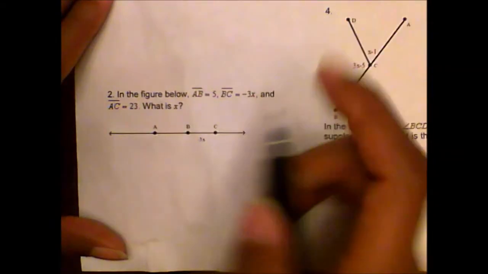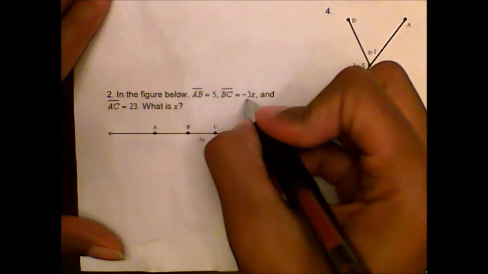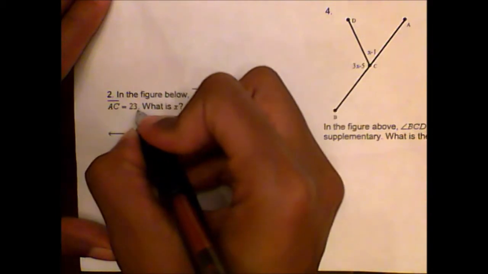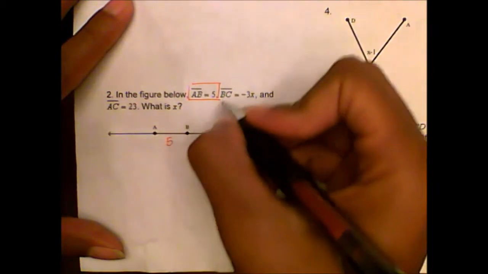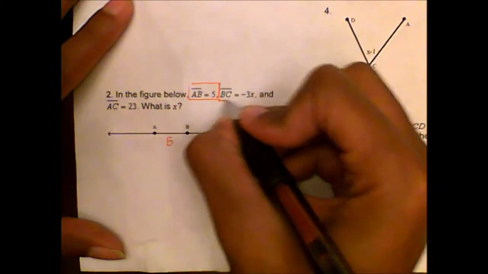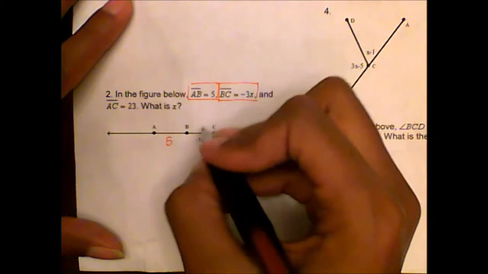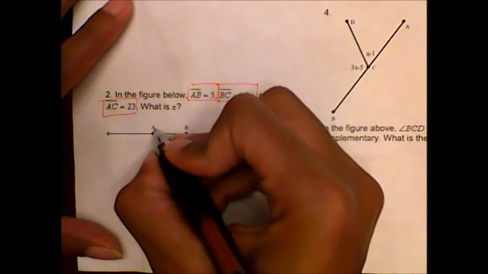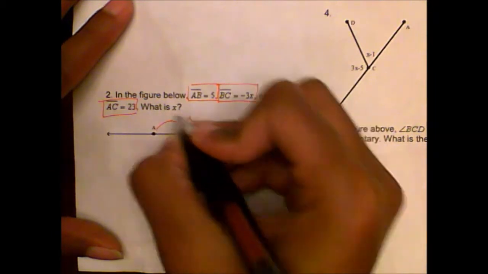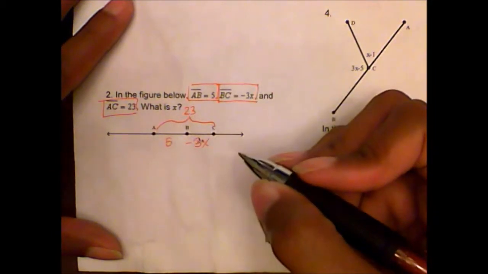Okay. Number 2. In the figure below, line segment AB is equal to 5, BC is equal to negative 3x, and AC is equal to 23. So again, I'm going to take this information and label my diagram. They tell us that AB is equal to 5. They also tell us that line segment BC is equal to negative 3x. Now, they've already labeled negative 3x, but since it's so small, I'm going to go ahead and write it again. And the last thing they tell us is that line segment AC is equal to 23. I'm sorry, not 23 degrees, just 23.